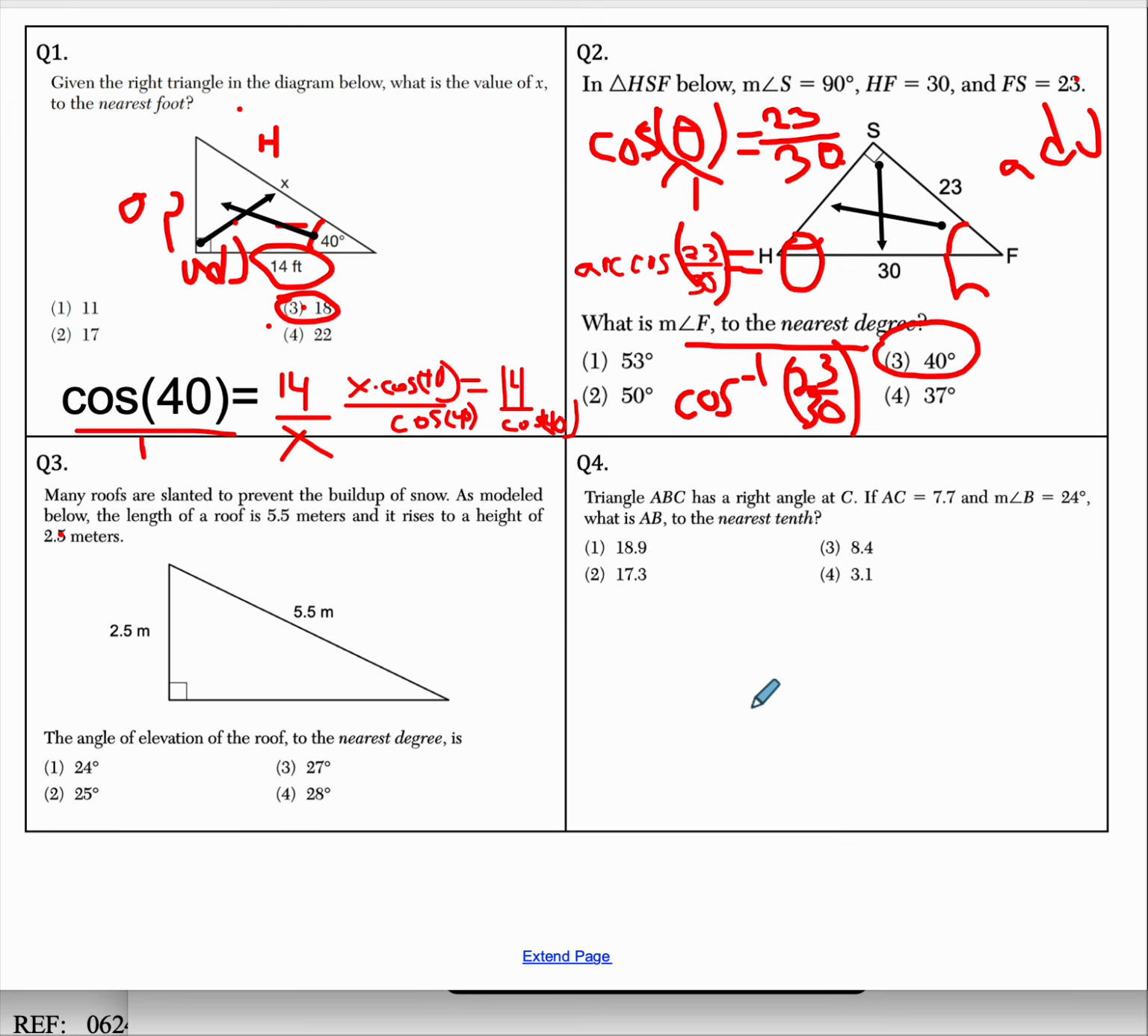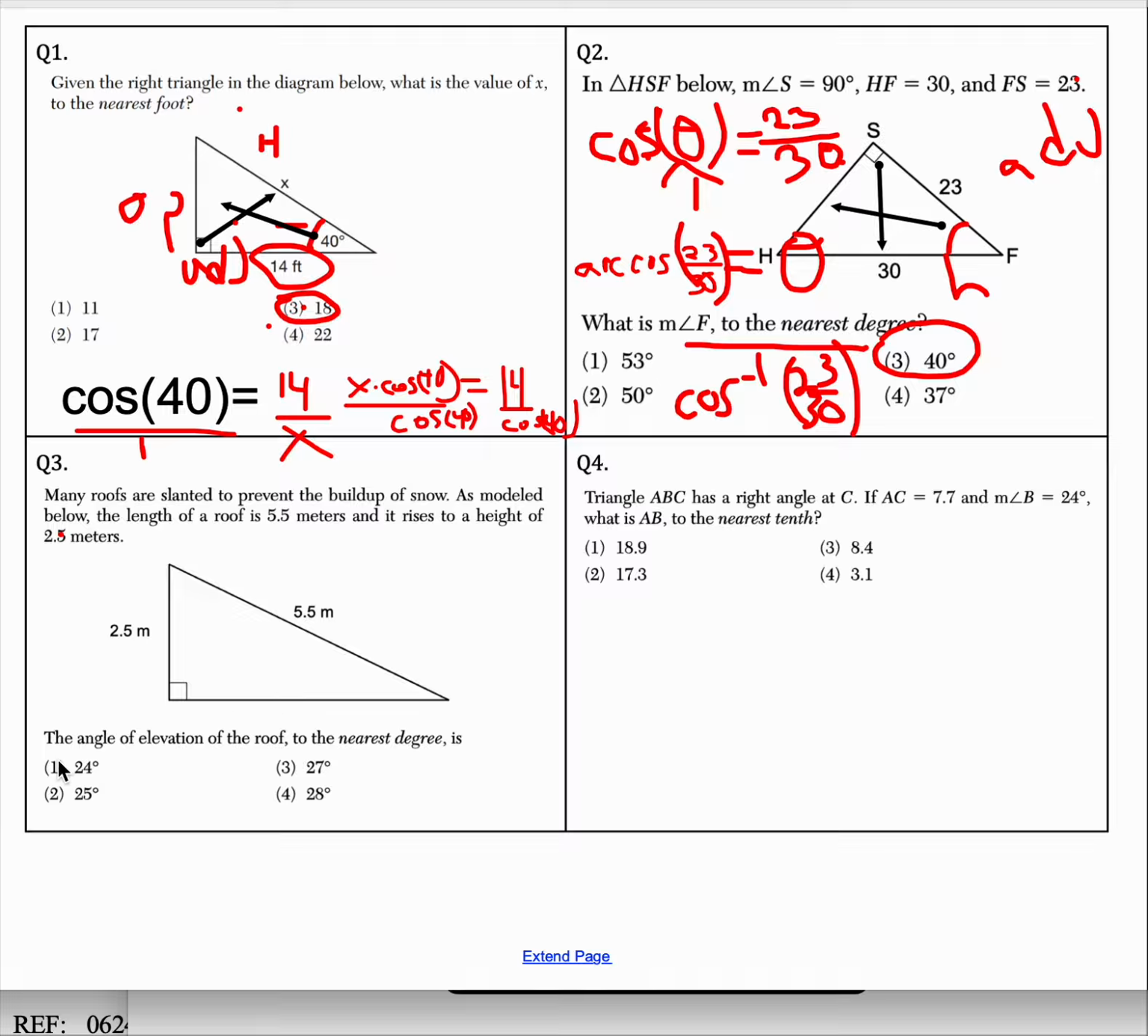Okay, let's take a look at question 3. Many roofs are slanted to prevent a buildup of snow, as modeled below. The length of a roof is 5.5 meters, and it rises to a height of 5.2 meters. Okay, so this is our roof. This is the height it goes to, right? And this is, I guess, the house or building or whatever.